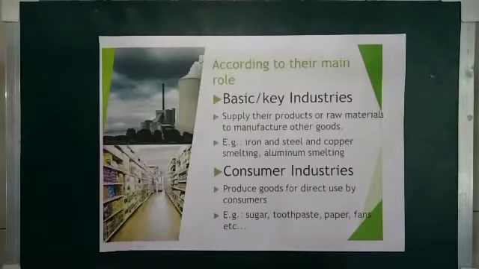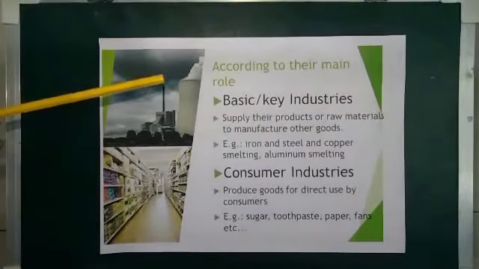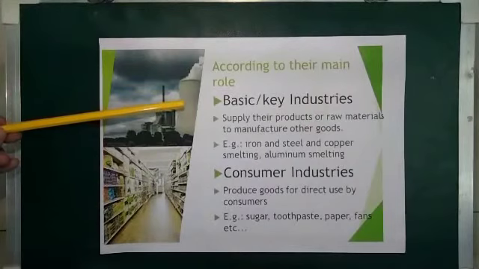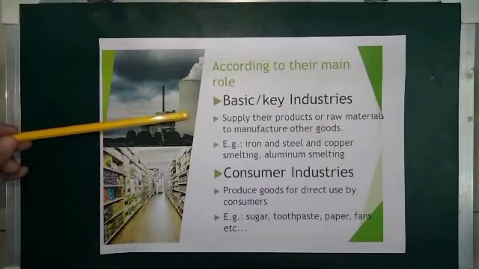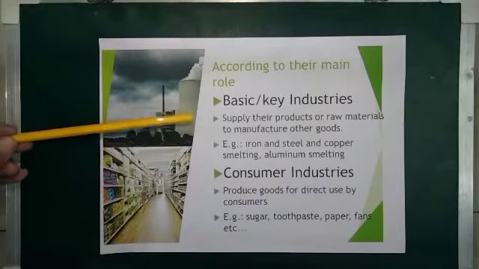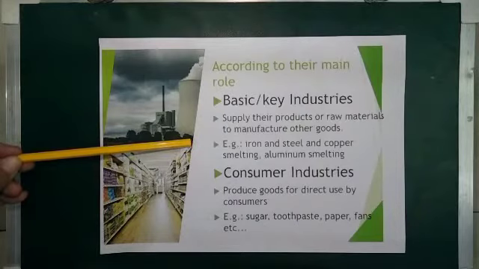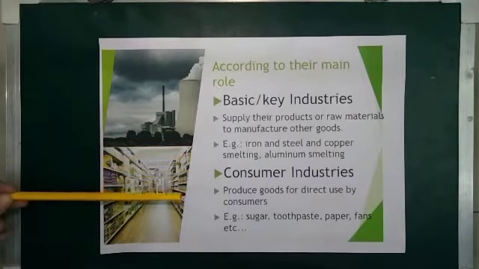Next we have classification on the basis of their main role. Those industries which provide raw material to other industries are called basic industries. These industries help in the development of other industries. Example, iron and steel, copper, aluminium smelting, etc.